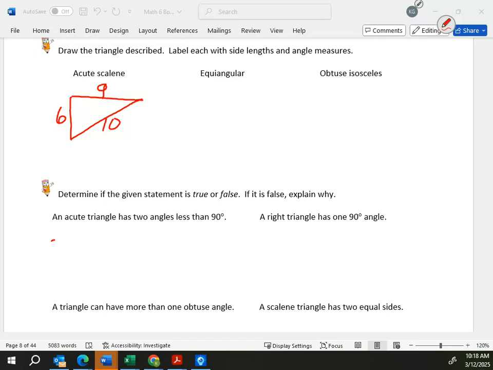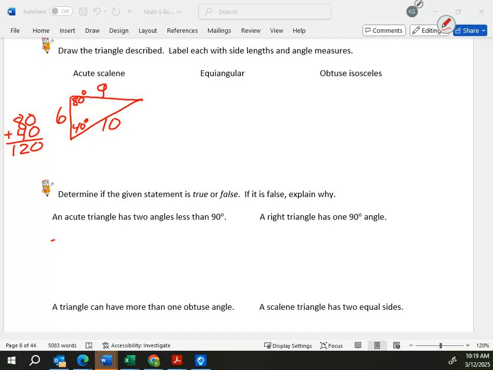James? 40. So maybe this is 40 degrees. What other measurement can I put for an angle, James? 80. That one looks like it might be 80. What does my third angle have to be, James? 85. So if I have 80 plus 40, that's 120. Could I have 85, James?